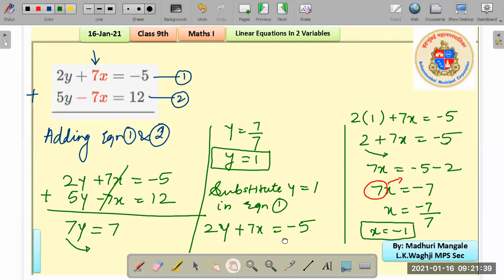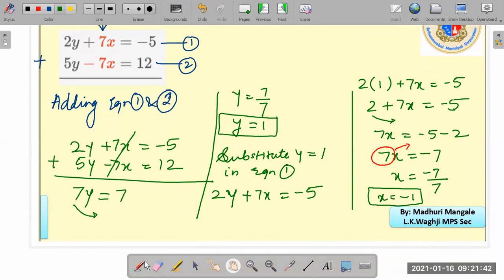And so the solution to this problem is minus 1 comma 1. Okay, minus 1 comma 1. Always write the x coordinate first and then y.